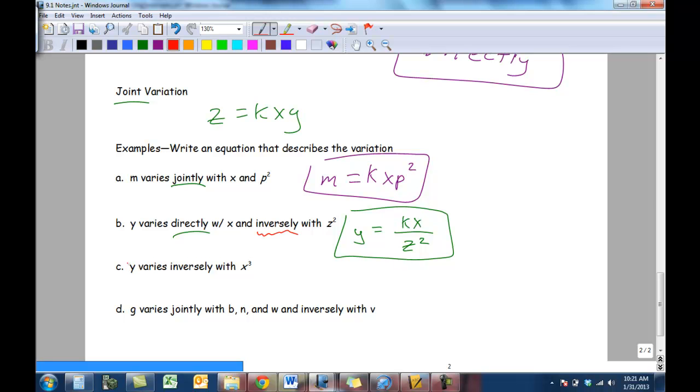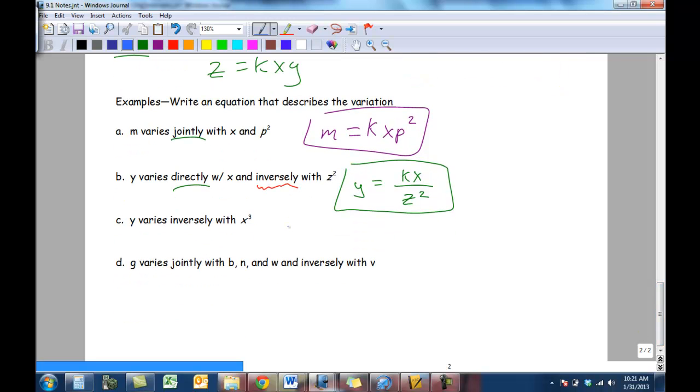All right? Go ahead and try C and D. Press pause. Come on back. All right. Hopefully y'all got y equals k divided by x to the third. And you got g equals k b n w over v. All right. So that is joint, inverse, and direct variation.